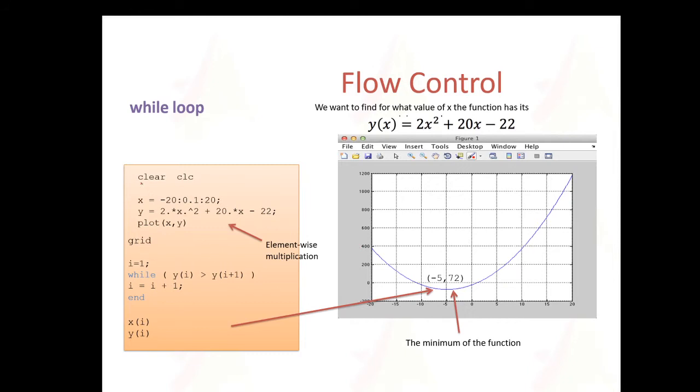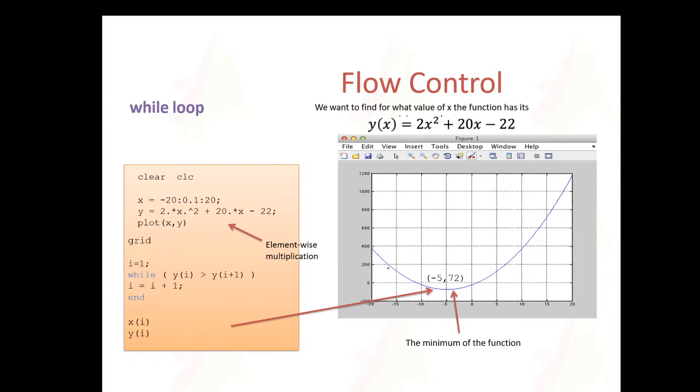You can see here, the x vector is minus 20 to 20. For y I am doing the polynomial, 2x square plus 20x minus 22. It starts from i equal to 1, while y of i, means y of 1, the first value that is calculated, is greater than the next value, then i equals i plus 1. As long as the condition is satisfied, this loop is running. Otherwise, it comes out from the loop, and that is the lowest value.